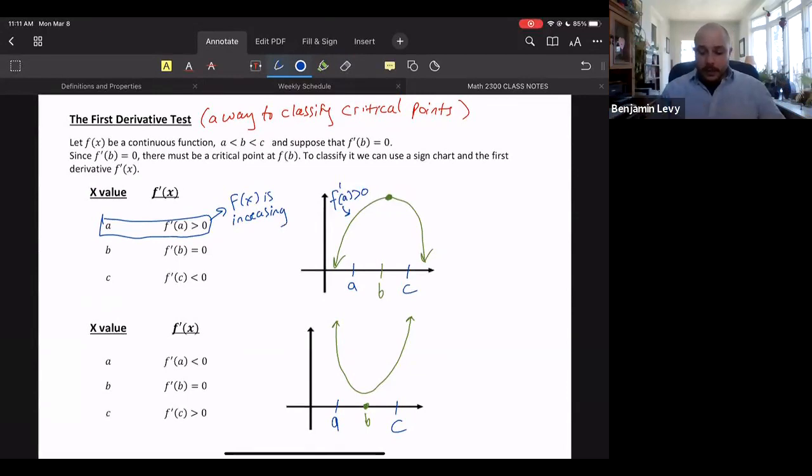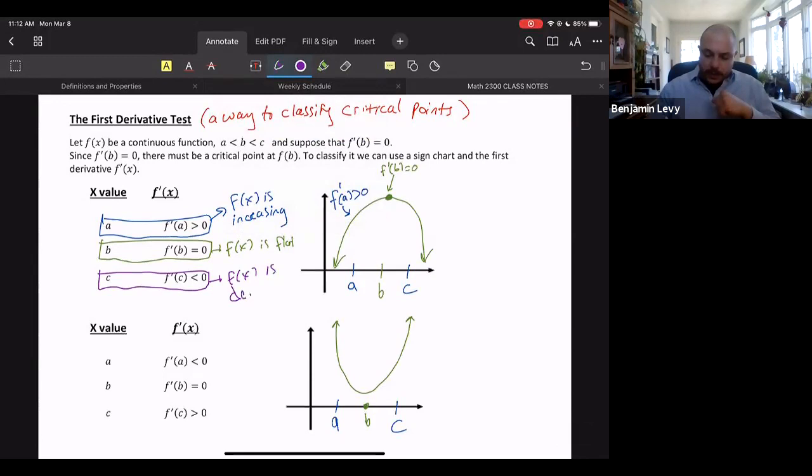Then at B, it's 0. So at this middle point, it's 0, and that means the function's flat. And flat is a relative term. It's only flat right at that instant. So that's right at the peak there, right in the middle. And then the last part is telling us that the derivative is negative. This part right here, this C, the derivative being negative there is telling us that the function is decreasing. So it corresponds to the right part of the graph.